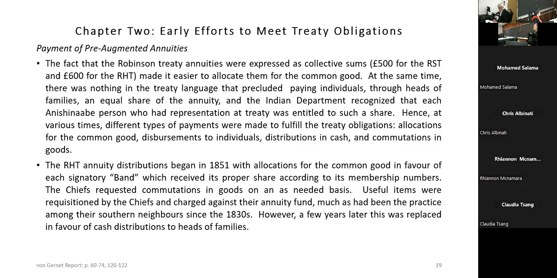You refer to the Crown taking a hard line in response to a request that the annuities be distributed in proportion to size of territory as opposed to population. Yes, as I recall the evidence from stage one, there was one petition in that respect. Was there anything more?